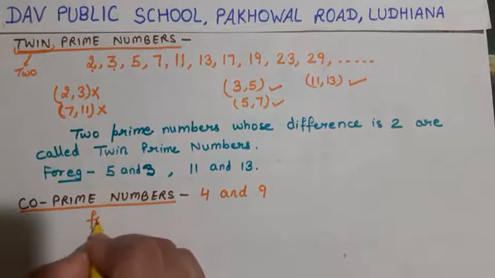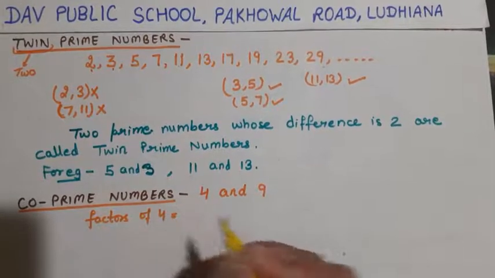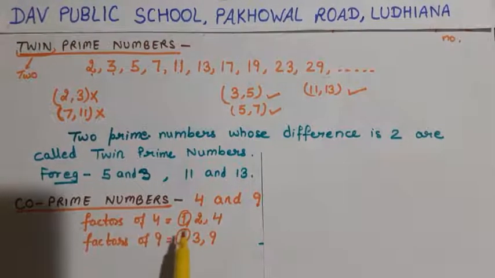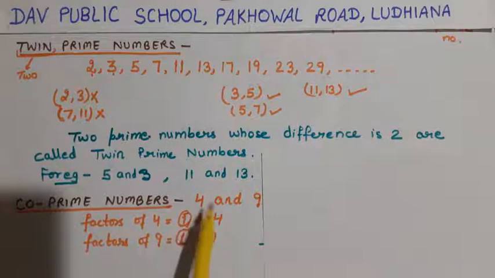Write down the factors of 4. Factors of 4 are 1, 2 and 4. That is, write down the numbers in whose tables 4 comes. Similarly, factors of 9 are 1, 3 and 9. Now see here, the only common factor is 1. 1 is common in both, right? So 4 and 9 are co-prime numbers as they have only 1 as the common factor.